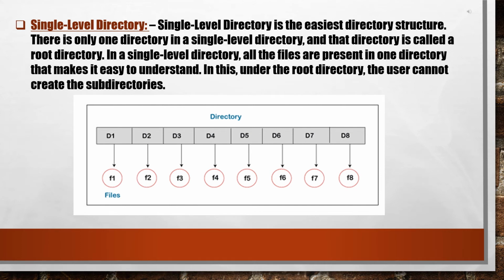Now we will know about the single-level directory. Single-level directory is the easiest directory structure. There is only one directory in a single-level directory, and that directory is called the root directory. In a single-level directory, all the files are present in one directory, which makes it easy to understand. In this, under the root directory, the user cannot create subdirectories.